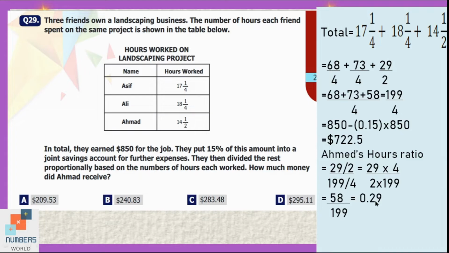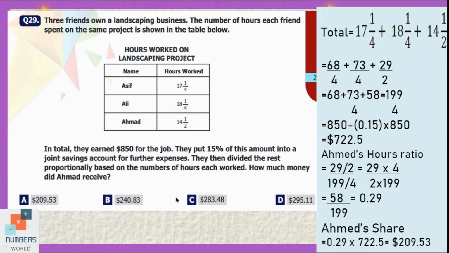So we will multiply it by the remaining amount, that was 722.5, to find out Ahmed's share. So it means he got $209.53 out of the remaining amount. So option A is the correct one.